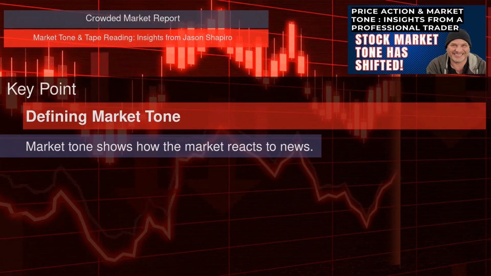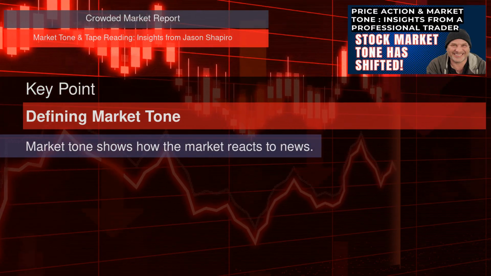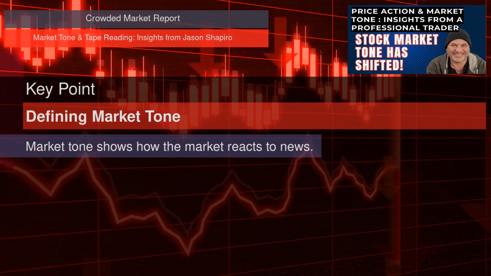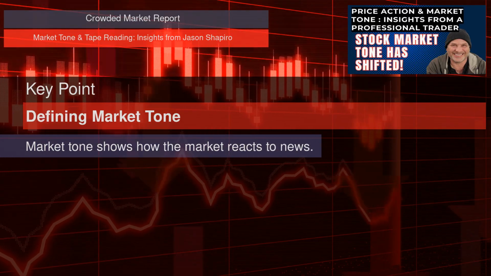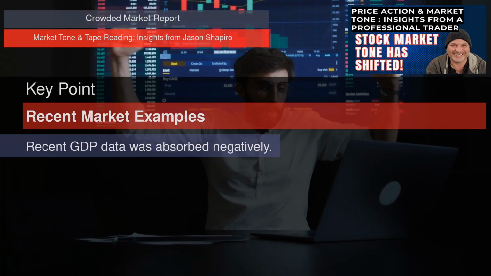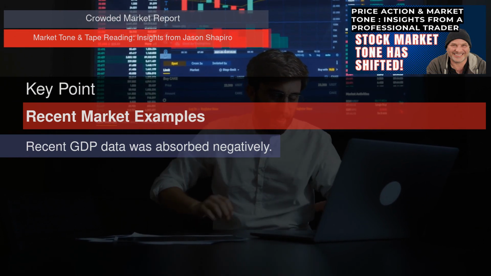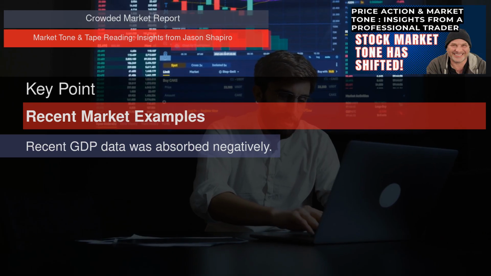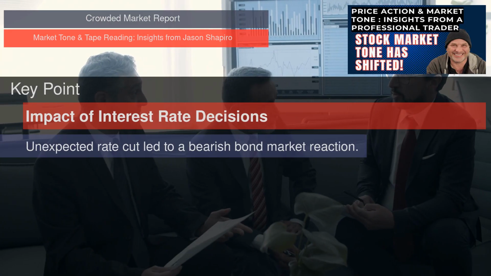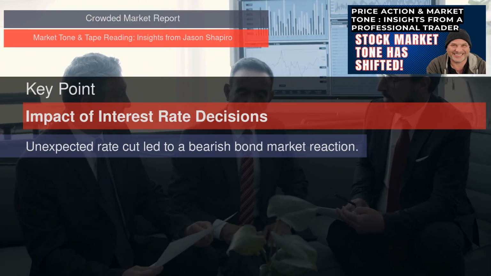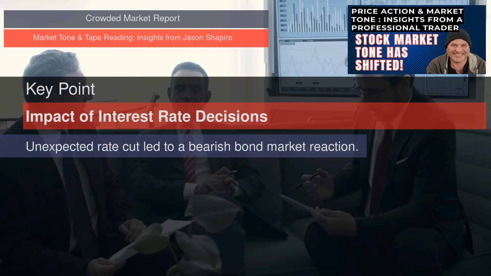Let's break down what market tone means. How does it specifically impact trading decisions? Market tone indicates whether good news causes rallies or whether the market reacts poorly to bad news. What about recent market events? How did these shape his arguments? The recent GDP and earnings data were expected to rally the market, yet it closed down, a clear sign of changing market tone. What was revealed about the bond market? Jason pointed out that despite a rate cut, bonds dropped, a significant departure from expected behavior.